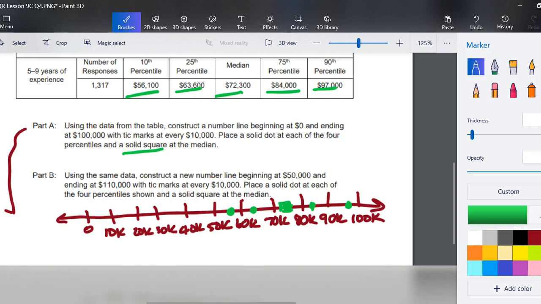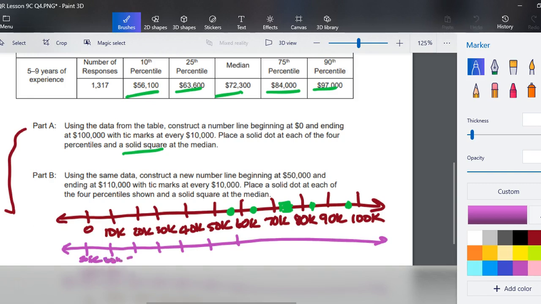Then it asks us to draw it again on part B, and this time they want us to use the same data, but they want us to draw it differently. They want us to start at 50,000 and go up to 110,000. So 60, 70, 80, 90, 100, 110. And so here's 60,000, 70,000, 80,000, 90,000, 100,000, and 110,000. And they want us to do the same thing.